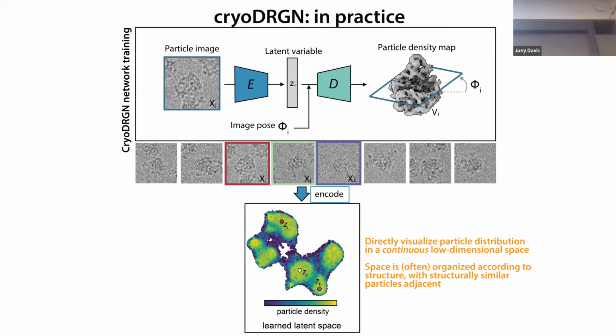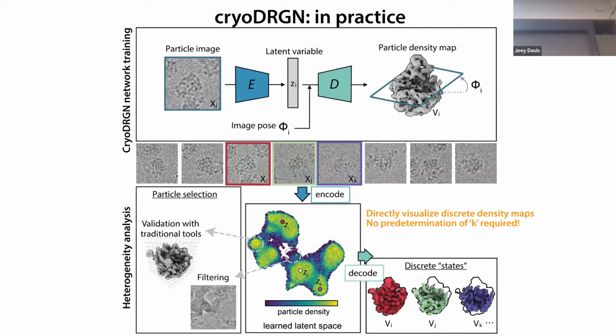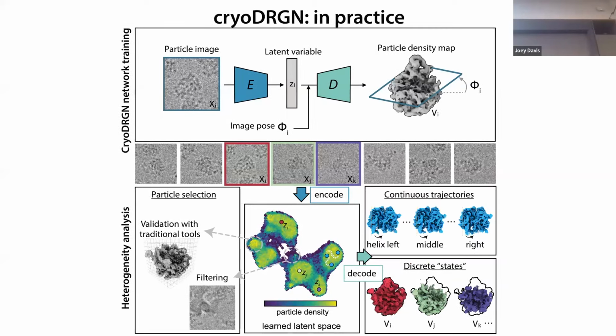It's a generative model, so you can go wherever you want in the latent space and generate density maps. And so you can do things like ask what the major discrete classes are, and you can get those back. But I think more excitingly, you can walk along the data manifold and start to see these continuous changes.